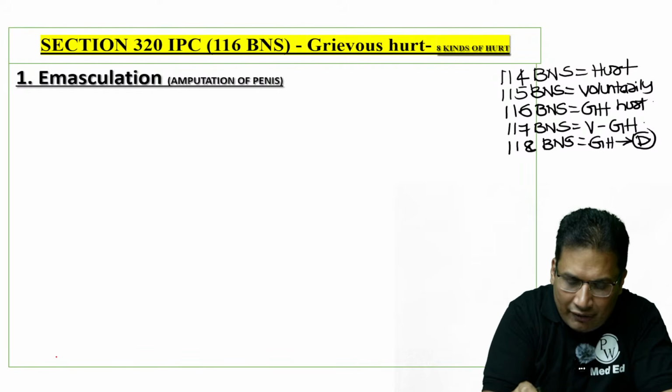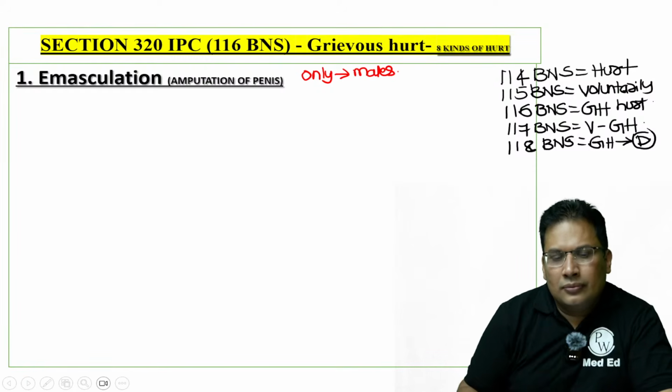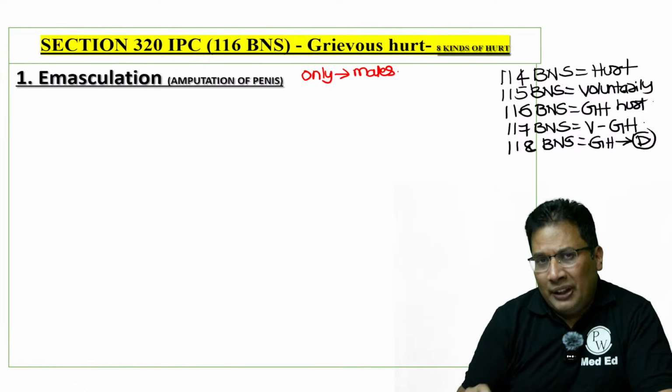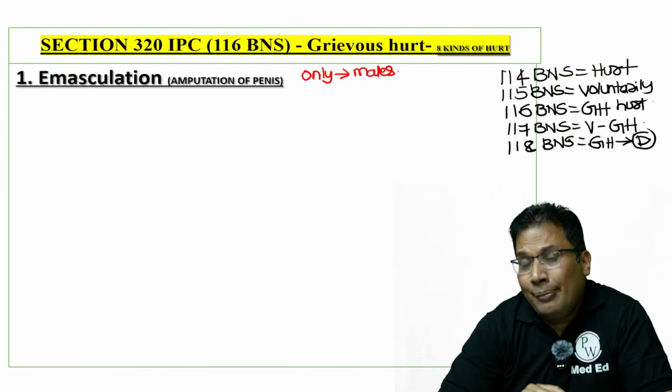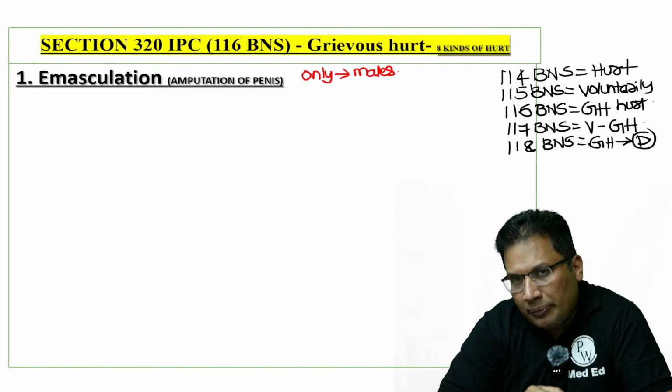This can be asked in Viva. So only applicable to males. For example, amputation of penis. So that can be grievous hurt. That comes under clause number 1, emasculation.